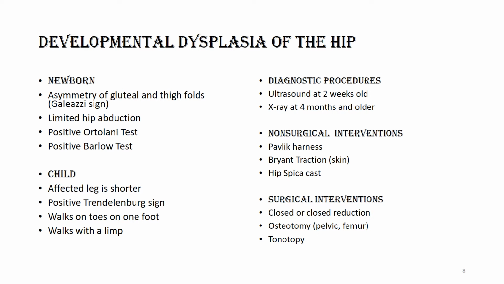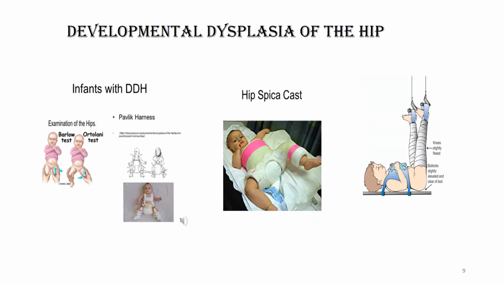Post-operatively, those children will be put in a hip spica cast. So if you look on the next slide, the first picture is someone doing the Ortolani test with their hands on the greater trochanter and their thumbs on the inside of the thigh, pushing up and out. And then the Barlow, you see that they moved their thumbs just a little bit, and it's down and in.